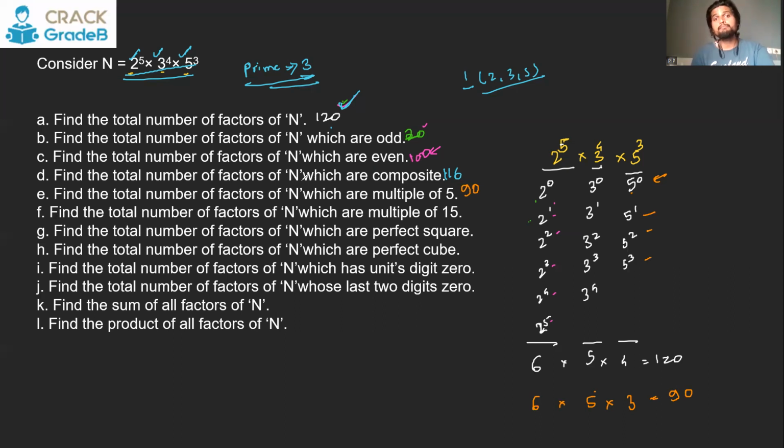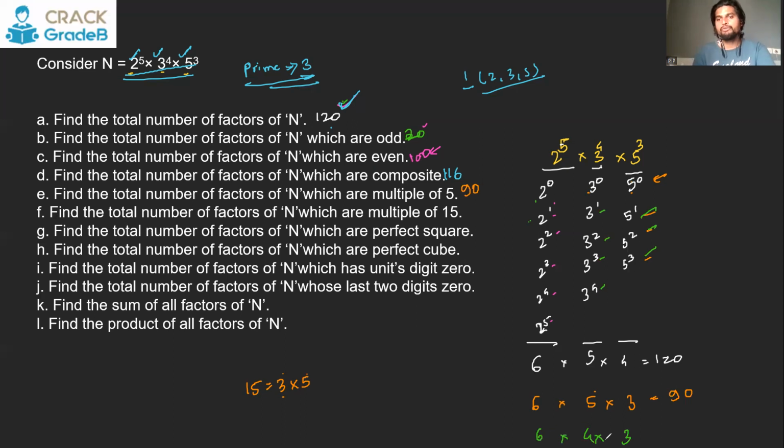Total number of factors of n which are multiples of 15. So what you can do for this is, 15 means what? 15 is 3 into 5. So we have to have at least one 3 and at least one 5 for a number to be a multiple of 15. You cannot pick 0 number of 3's and 0 number of 5's. So from the 3 side, we have 1, 2, 3, 4 choices to pick from. And from the 5 side, we have 1, 2, 3 choices to pick from. We have to have at least one of the 3 and at least one of the 5's. And from the 2 side, all 6 choices are open.